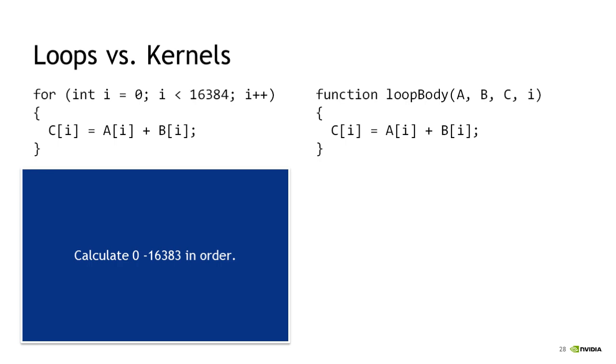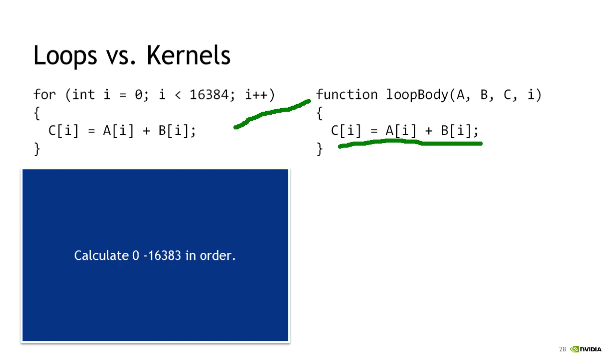What if instead of writing a loop that visited every single element, I wrote a function that only calculated one element? What would that buy me? First, it would look like this thing on the right. Here I've called it loop body because it very closely corresponds with the middle of my loop here. I take in A, B, and C and my index, so what value I want to calculate. And I calculate only that value. This is what I would call a kernel.